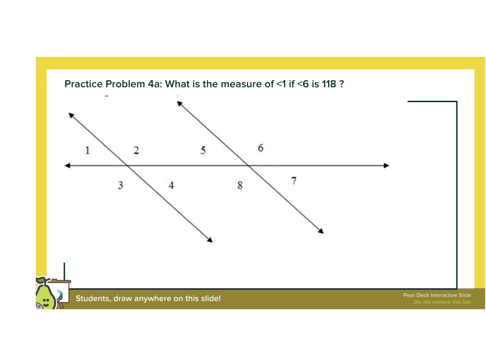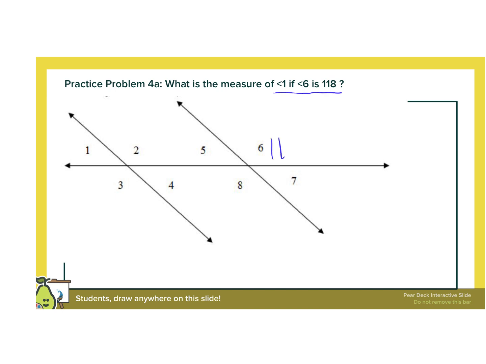Okay, practice problem 4. This one also has 2 parts, so let's get started. We are trying to find the measure... Ooh, that is not what I need. My bad. We're trying to find the measure of angle 1 if angle 6 is 118.